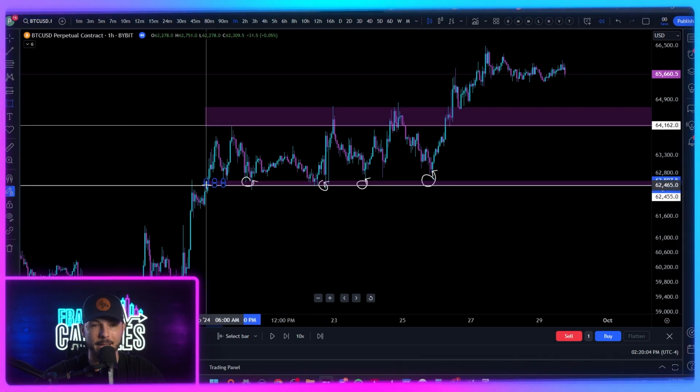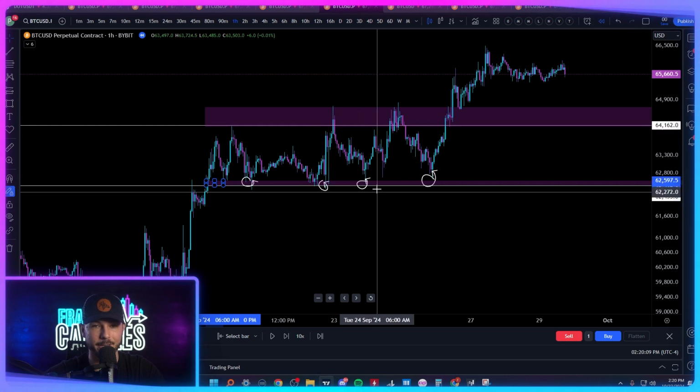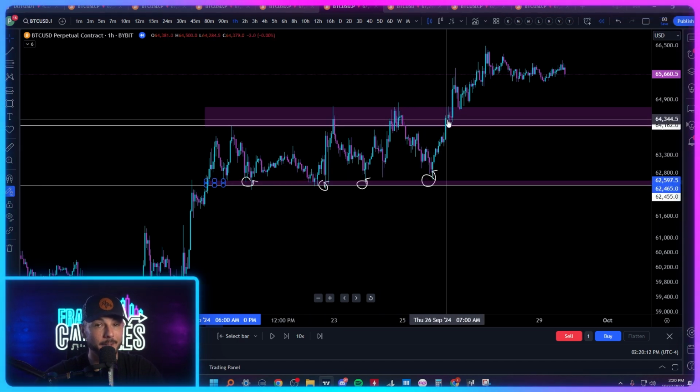You get a little bit of a bounce from that support zone, right? So you have resistance, support. You bounce here, you reject here. You bounce here, you reject here, you bounce here, and then you come up, flip it to support, and then you get the breakout.